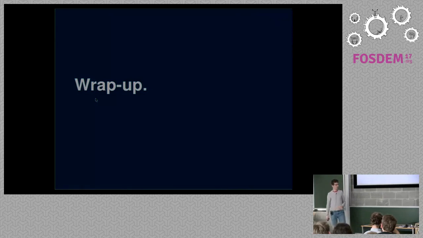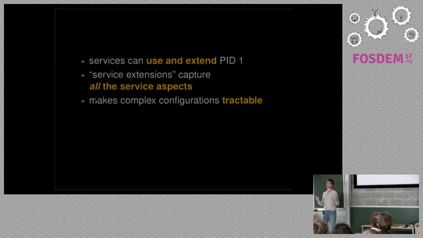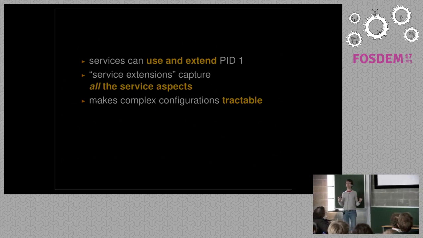So just to conclude, I think the takeaway message is obviously that we leverage a holistic approach to system services, right? So, more seriously, the initial idea that essentially a systemd unit file is what a system service is turned out to be flawed, right? System services are more than just actions to start daemon, stop daemon, stuff like that. It's more than just this dependency graph. And service extensions, as I showed, capture all these aspects of service configuration and how they interact with each other. And it makes complex configuration tractable.